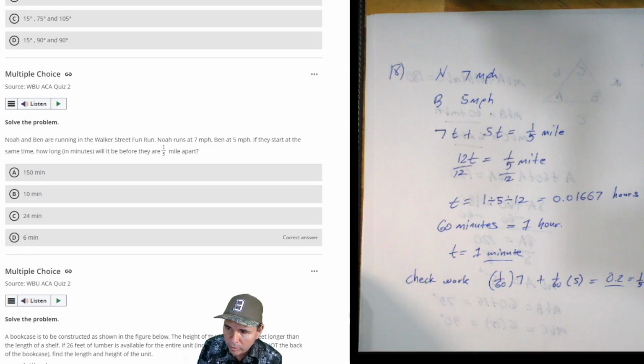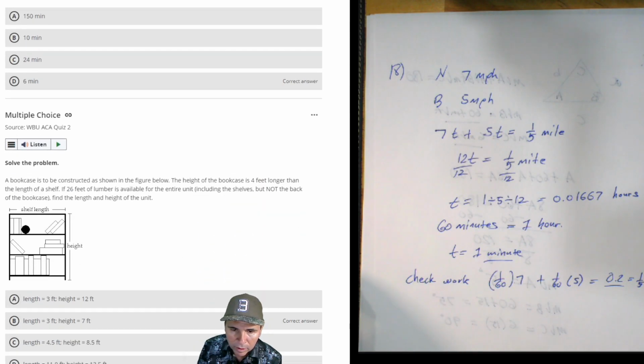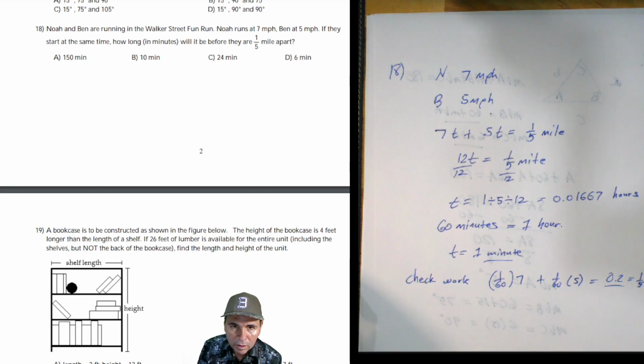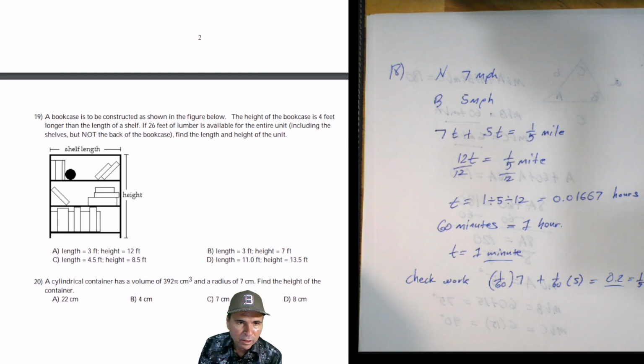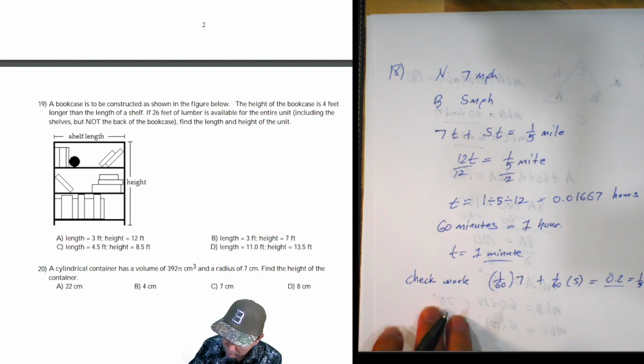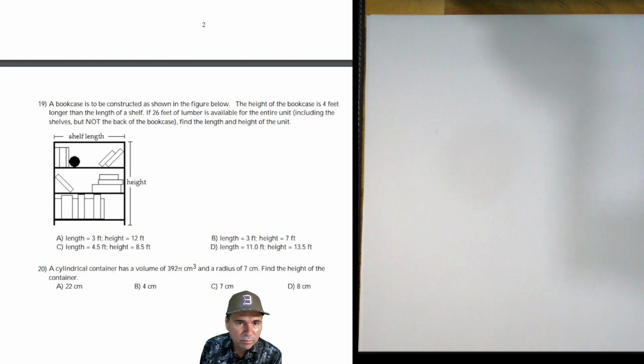Let me help you with the last couple of them right here. Let's see if I can find the other ones here. Okay, so question 19, a bookcase. The height of the bookcase is 4 feet longer than the shelf. If 20 feet of lumber is available for the entire unit, including the shelves, but not the back of the bookcase, find the length and the height of the unit.